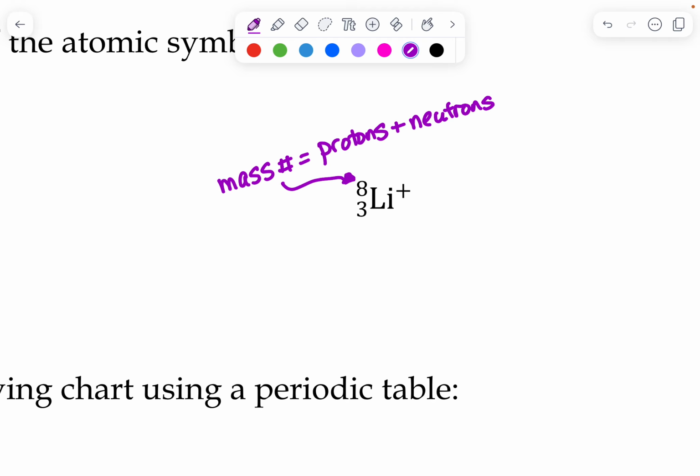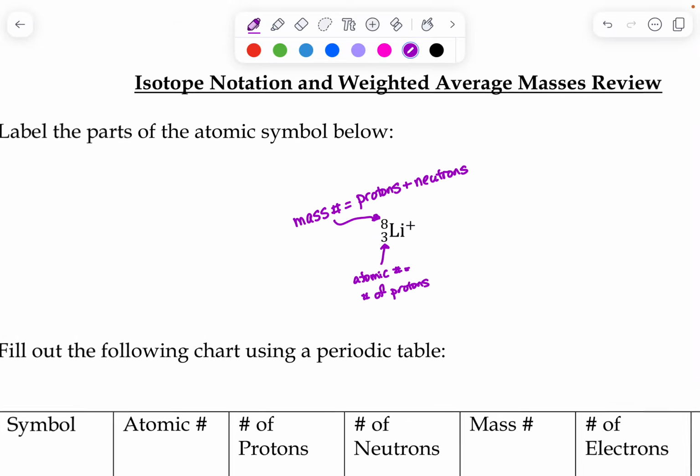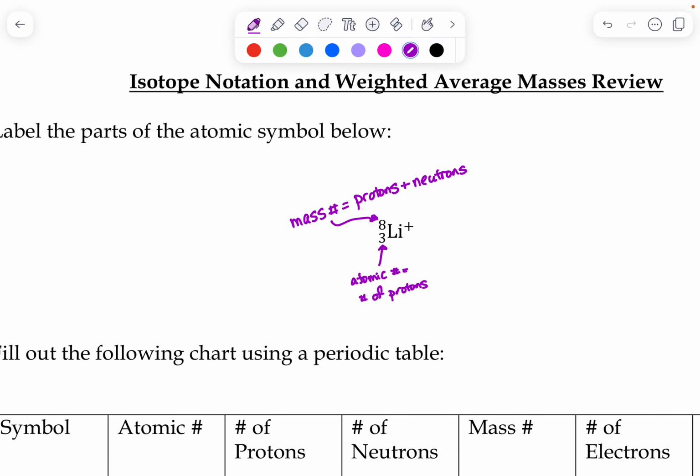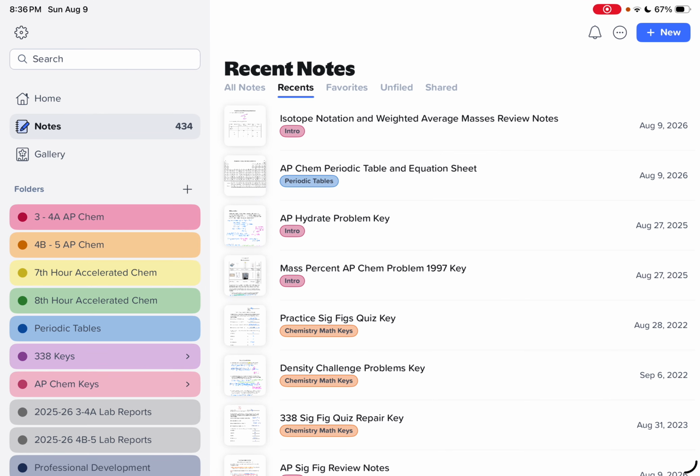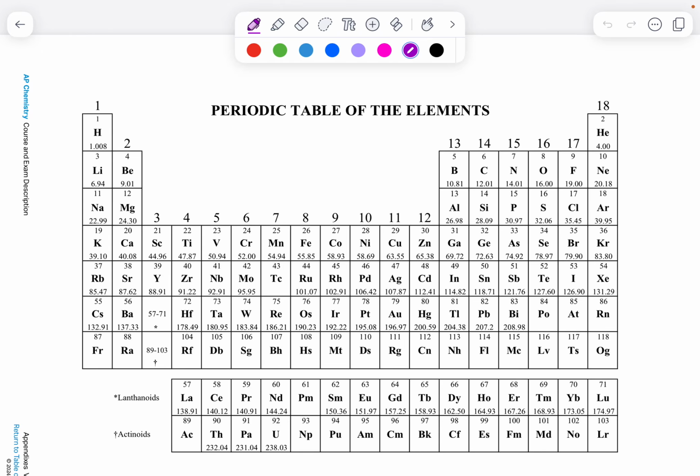The number 3, that guy is what we call the atomic number. That is the number of protons only. Now, if you look at a periodic table and you find the symbol for lithium, I've got a periodic table handy here. Here's lithium. And so you'll see 3 Li 6.94.